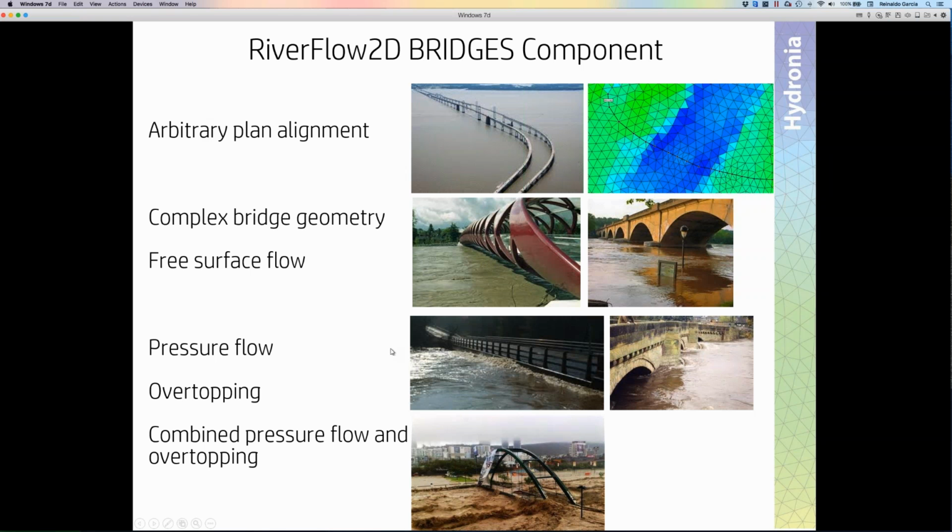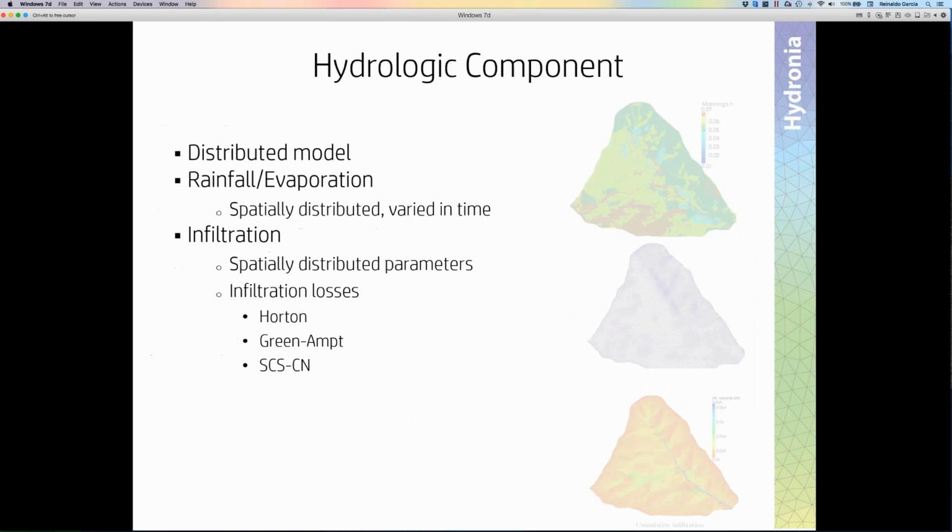Now, I think that the model has a unique feature that allows you to simulate both pressure flow and overtopping of this kind of structure. And this is very useful for coastal areas because sometimes in estuary conditions, the downstream water elevation creates backwater effects that also affect the performance of the bridges, which can sometimes flow under pressure or even get overtopped.